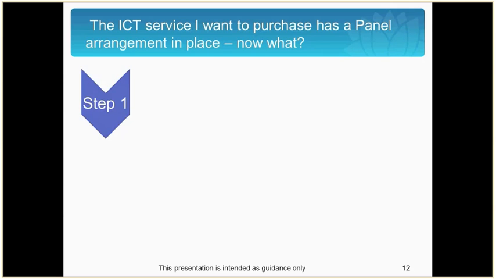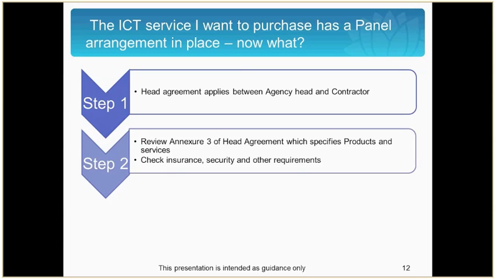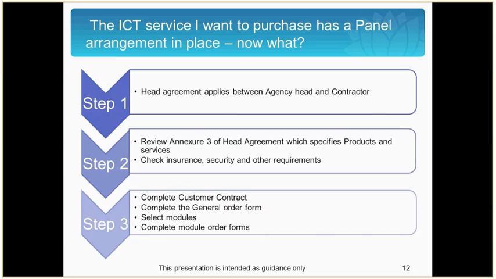The first step is to review the head agreement which applies between the agency head and contractor. The second step is to review Annex 3 of the head agreement which specifies products and services, check insurance, security and other requirements. The third step is to complete the customer contract, including Item 7, complete the general order form, select and complete the modules and module order forms.